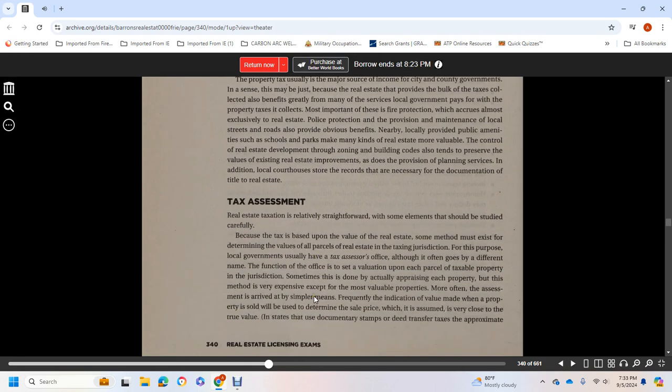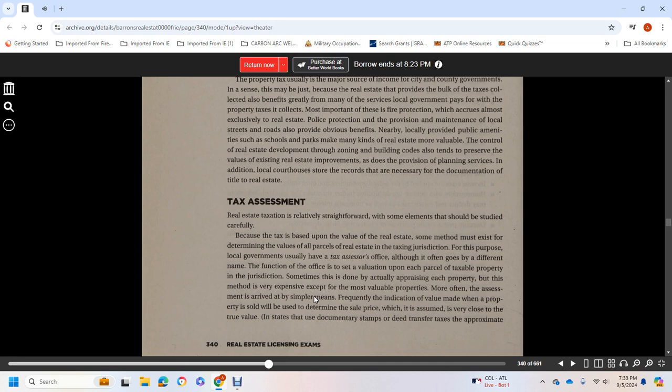Tax assessment of the real estate is relatively straightforward. Some of the elements should be studied carefully, because tax is based on the value of the real estate. Some methods exist to determine the value of a parcel of real estate within the tax jurisdiction. Local governments usually have tax assessors, although the office goes by different names, whose function is to offer the valuation upon each parcel of taxable property of the jurisdiction.